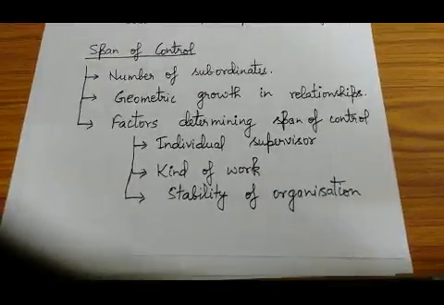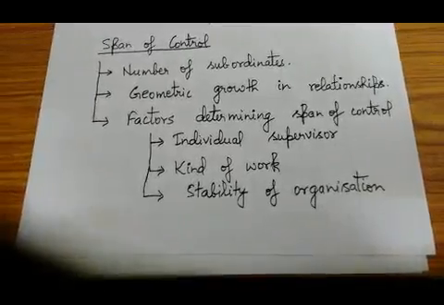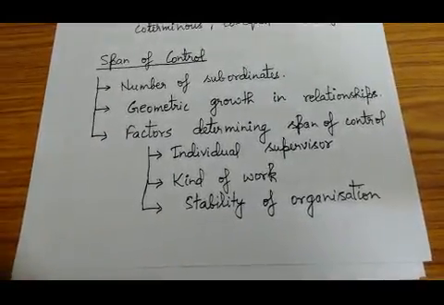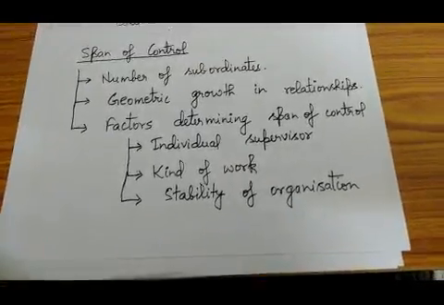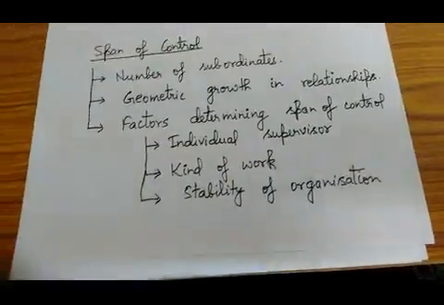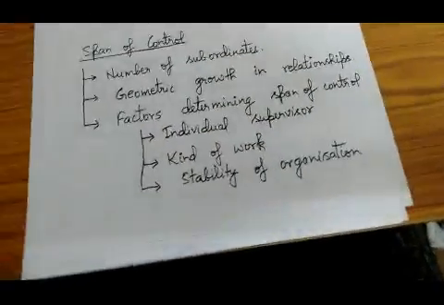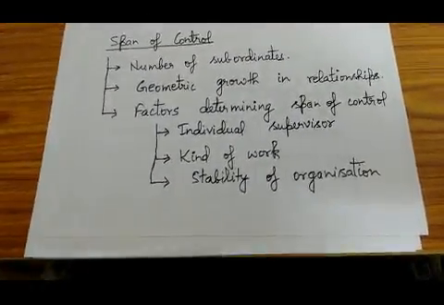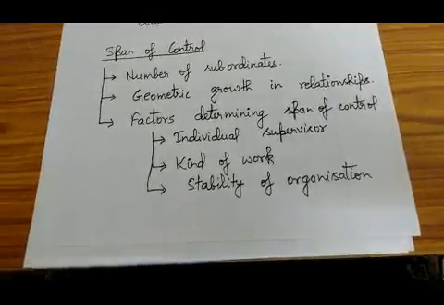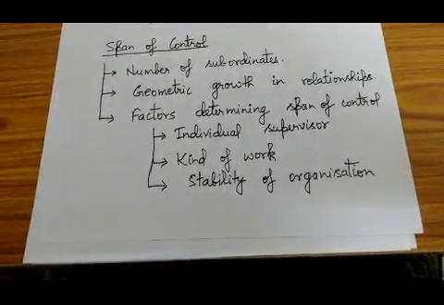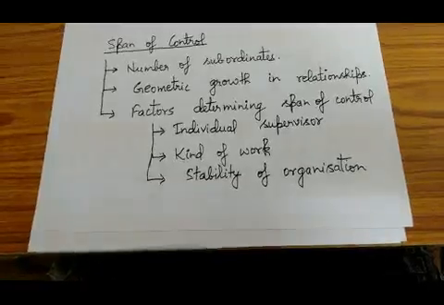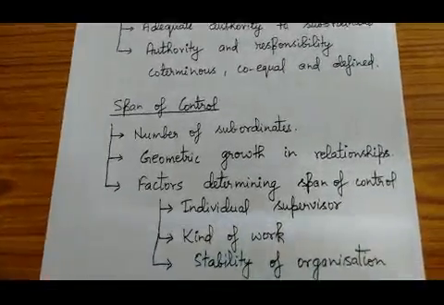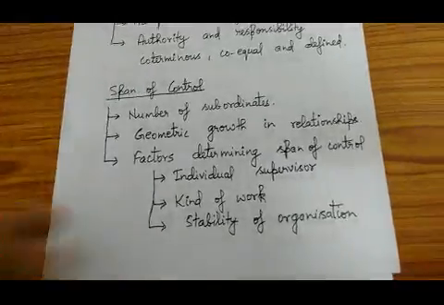Then kind of work, we have already talked about it: in dynamic situations, where the manager has to participate in the work, the span of control will be less. Then stability of organization, meaning how old the organization is. If the people have been working for a long time, they know their work, and you don't need to tell them again and again that this is your work, this is how you should do it. They know their work and they can do it. Only when they face some problem, then they will come. So stability of organization is also one of the factors which determine span of control. So you understand this span of control concept, and this may come in the exam.